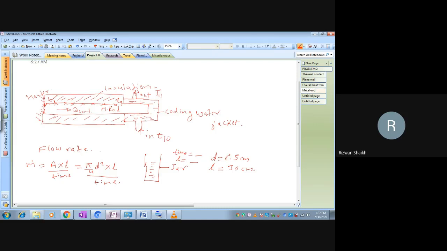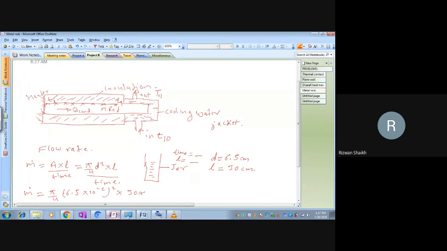We have to convert into meter. Now when we apply this into the flow rate equation, we can calculate the flow rate. So we can apply pi by 4 d square, length is 30 centimeter, and time in our case is given to be 14.5 seconds. So you can apply here, it is pi by 4 d square, it is (6.5 into 10 raised to minus 2) the whole square into the length, which is given to be 30 centimeter.